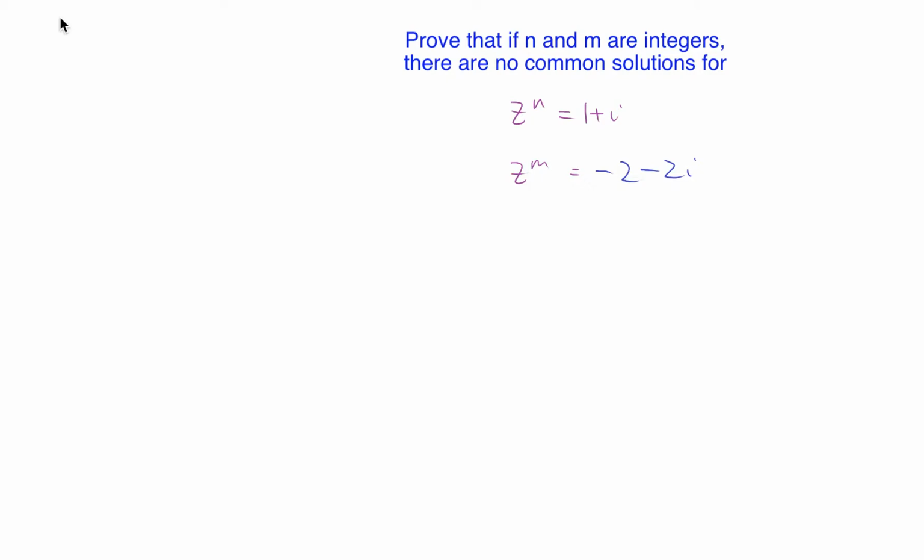So to prove this, we're just going to prove by contradiction. We're just going to show what happens if there's a common solution. Hopefully we'll contradict some common knowledge, and then we can say therefore they have no common solution. So just assume there is one common solution.